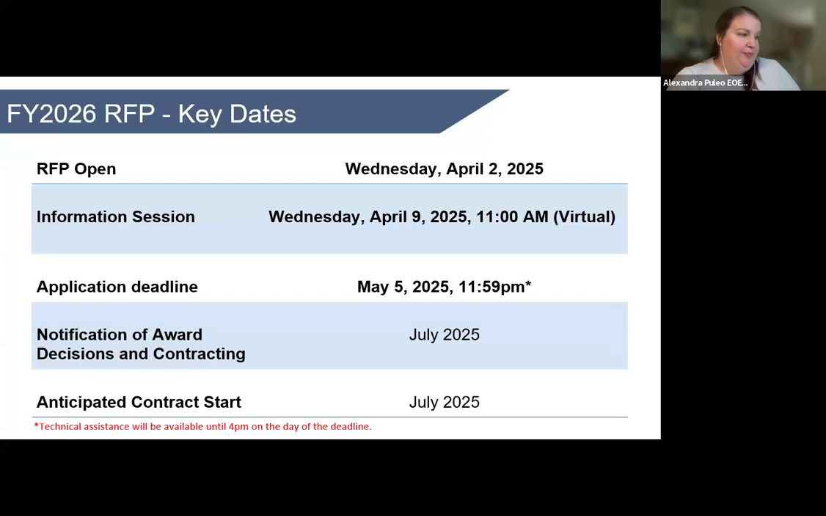All right. I'm sure we've talked about eligibility a lot, so let's move on. Some key dates for this program. The RFP opened last week, April 2nd. This is the information session. It's April 9th. The application deadline is May 5th at 11:59 p.m. The applications will come in through Submittable. The link is provided on the website.